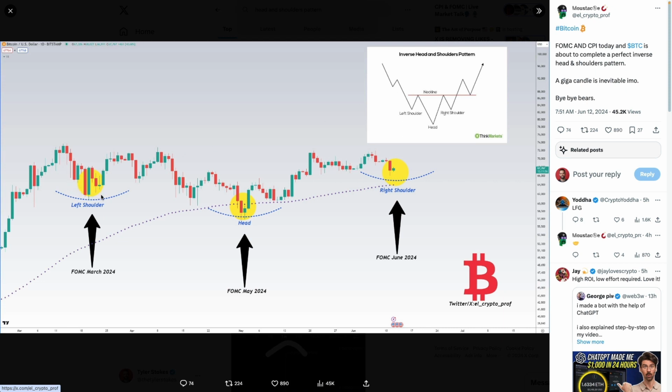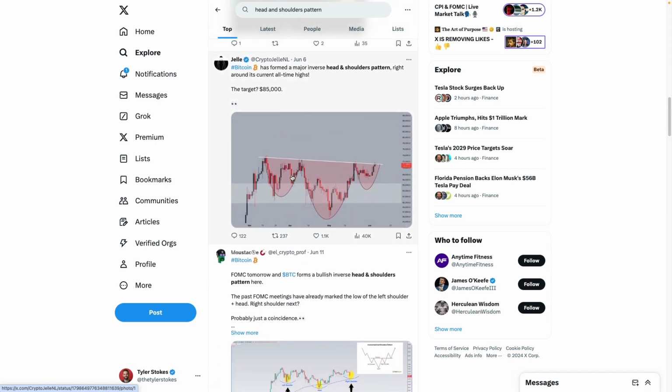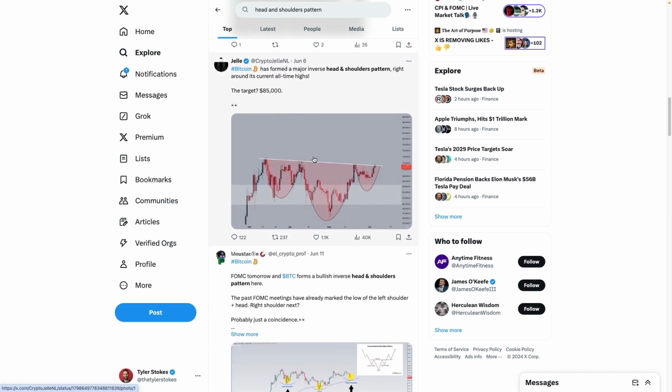Here we've got the left shoulder forming here, and then we've got the head, which is lower, and then we've got the right shoulder forming here. So this pattern, if it plays out, the price of Bitcoin should be going up and to the right. We've got some other good examples here. Here's another inverse head and shoulders that's looking good.